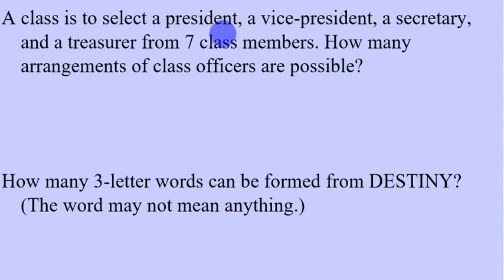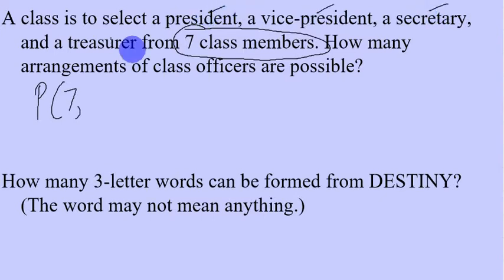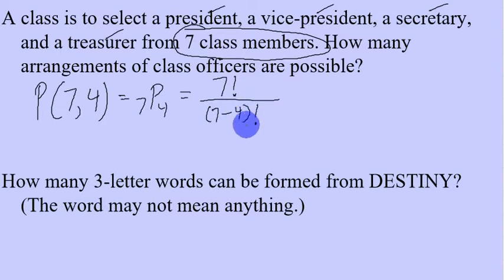Alright, so we're going to choose from 7 class members. We can write this as the permutation of 7 taken, now how many? 1, 2, 3, 4. So that's the permutation of 7 taken 4 at a time. From all the 7 possible class members, we are just going to position them into 4, so we need to remove the 4 from the 7.